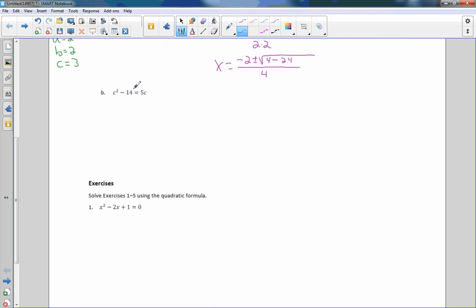Okay, so here's B. First thing I need to do is get it in standard form, and I need this to be 0, so I'm going to subtract 5c from both sides. Okay, so I have c squared minus 5c minus 14 equals 0. Identify a as 1, b is negative 5, and c is negative 14. Because when I have c squared, 1c squared, a is 1. So now I write my formula.